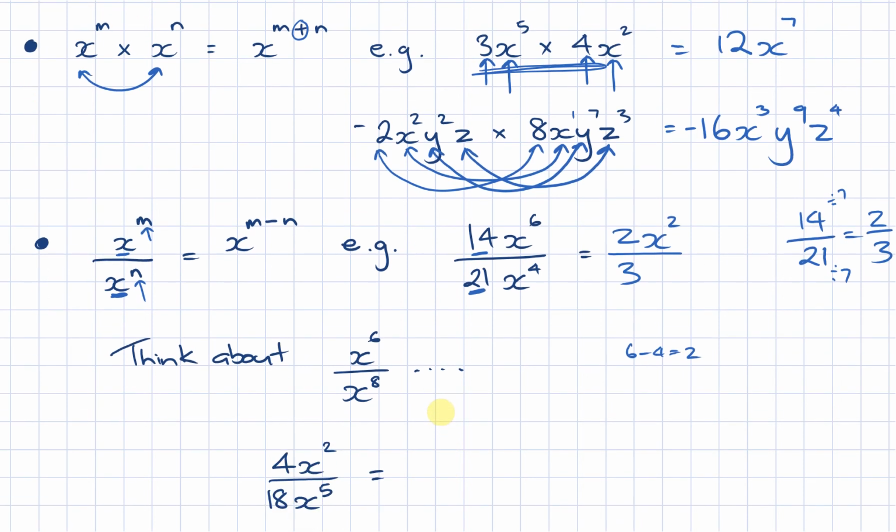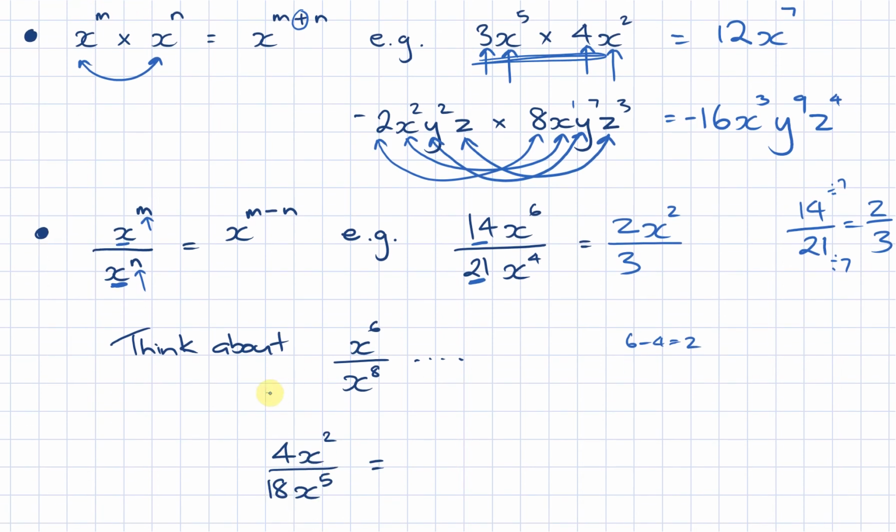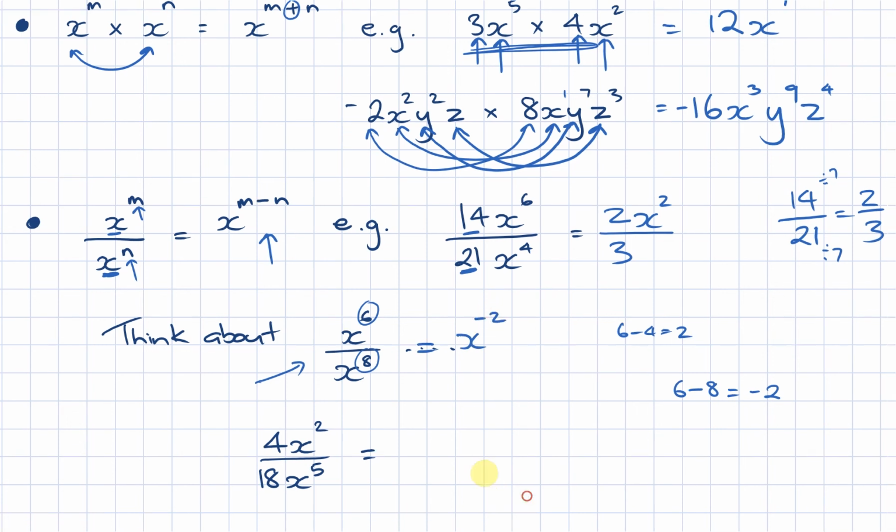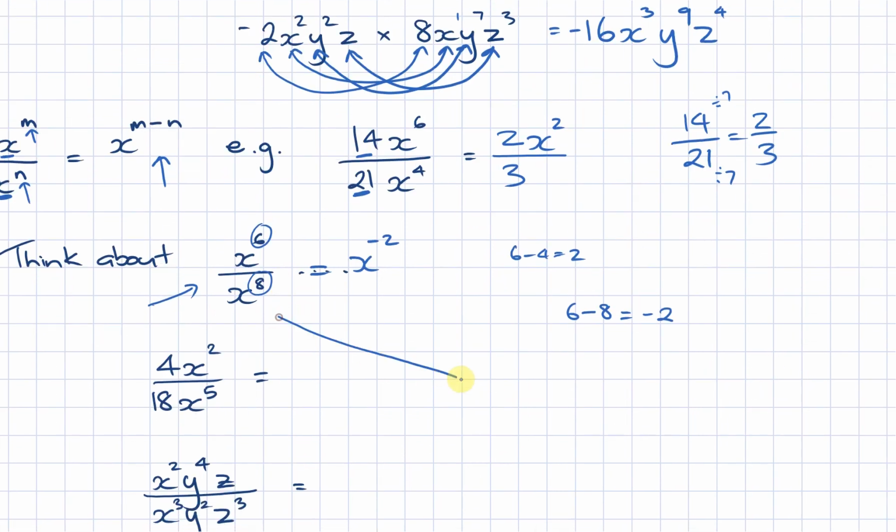Now, one thing to think about is what happens when we've got this sort of scenario going on. I've got x to the power of 6 divided by x to the power of 8. I still apply this rule in that it's the top power minus the bottom power. So 6 minus 8, that actually gives me negative 2. So my answer is x to the power of negative 2. What does that mean? Well, if I were to write that out in full, it would look like this.